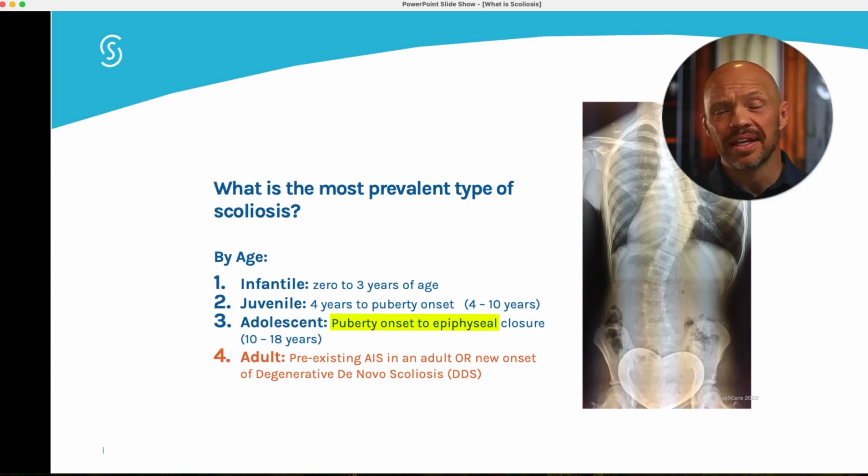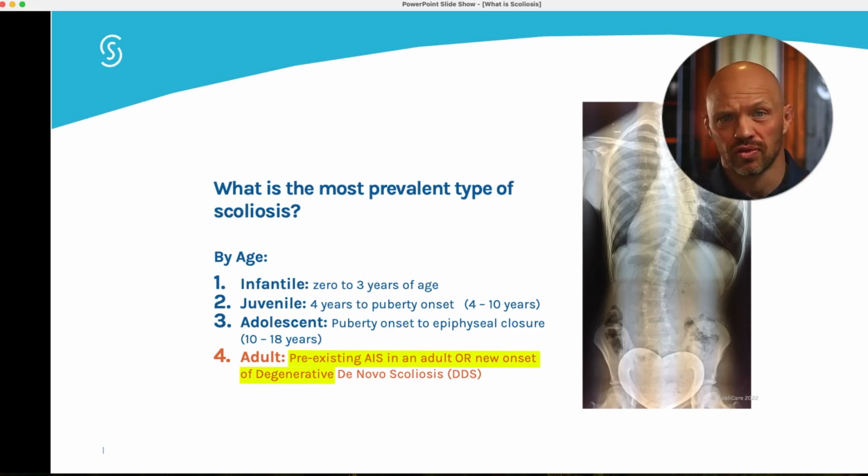and they're generally more aggressive. Now, adolescent idiopathic scoliosis is scoliosis that develops during growth spurts, typically between the ages of 10 and 18 years old, or up until skeletal maturity. Adolescent idiopathic scoliosis is the most common age range where idiopathic scoliosis develops.